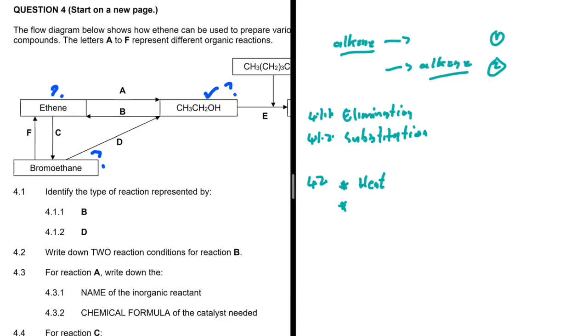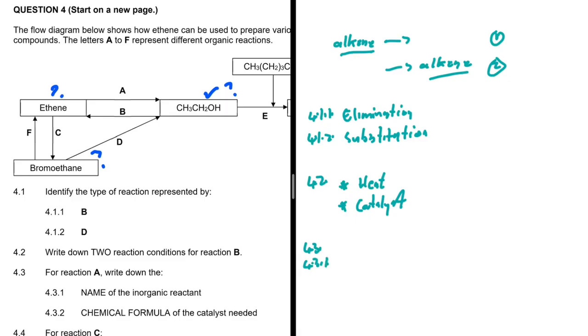So now let's find another reaction condition. What is happening here? We have dehydration. We have an alcohol turning to an alkene. So we need a dehydrating agent, of which we can use a catalyst such as H2SO4. So we also need a catalyst as a reaction condition for this elimination reaction. 4.2, let's take a look at 4.3 and 4.3.1.